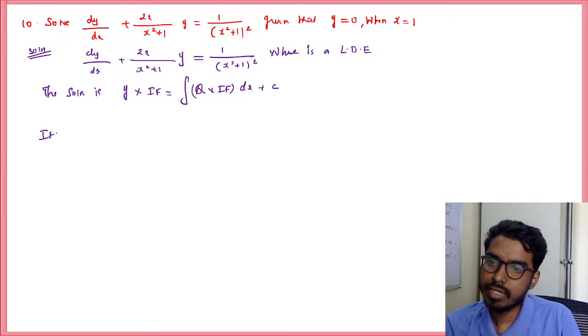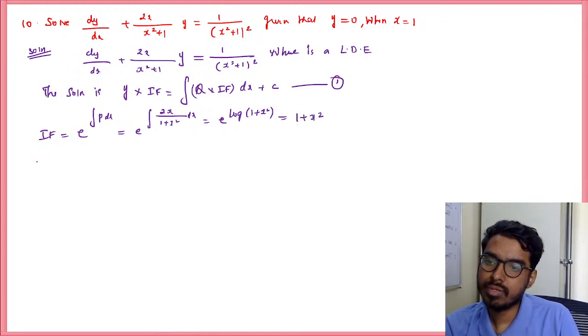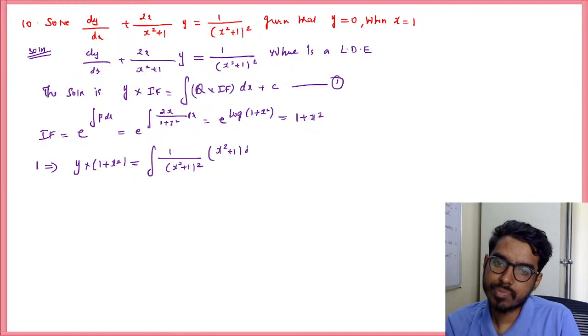So we will find out the integrating factor, e power integration of p dx. So e power integration of, so p is 2x by 1 plus x square dx, which is nothing but e power log 1 plus x square, which is nothing but 1 plus x square. So it becomes y into integrating factor is integration of q. So q is 1 by x square plus 1 whole square into integrating factor dx plus c. So this one power will get cancelled.